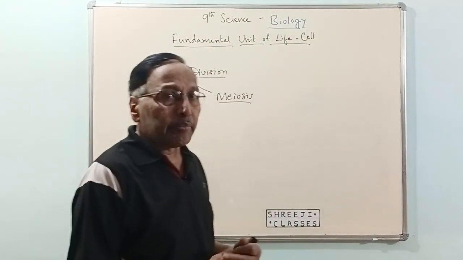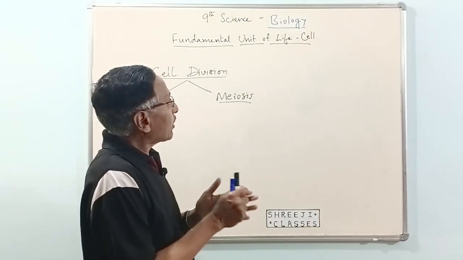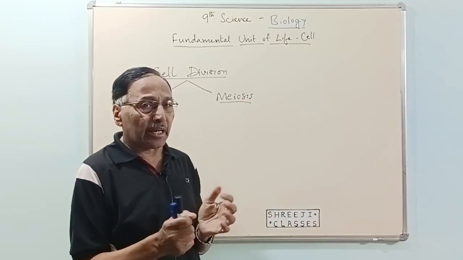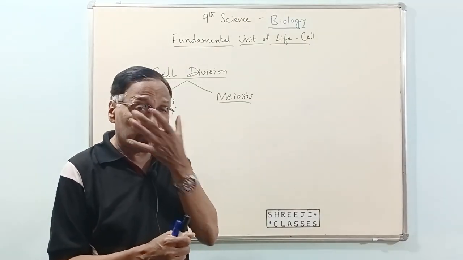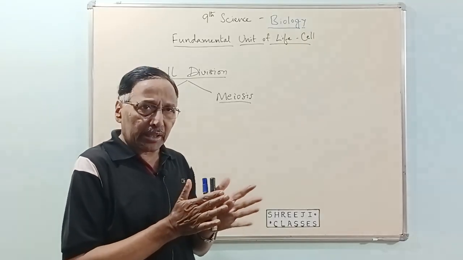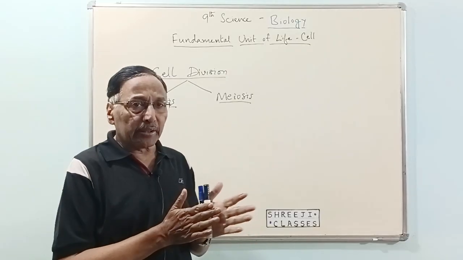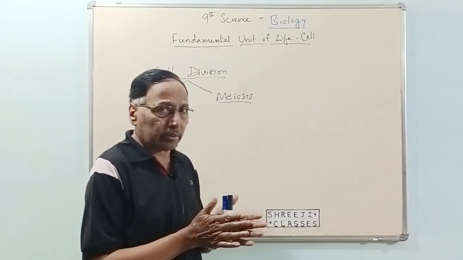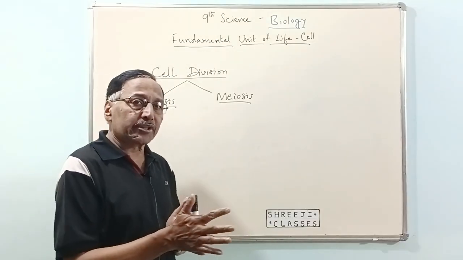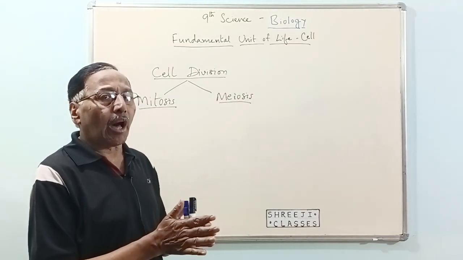Hello children, we have come to the end of the chapter Fundamental Unit of Life in Biology, which is about the cell. I have so far discussed all the parts of the cell. The three important parts are the cell membrane, cytoplasm and nucleus. Also, I have told about many living structures that are found in the cytoplasm, which we call cell organelles.